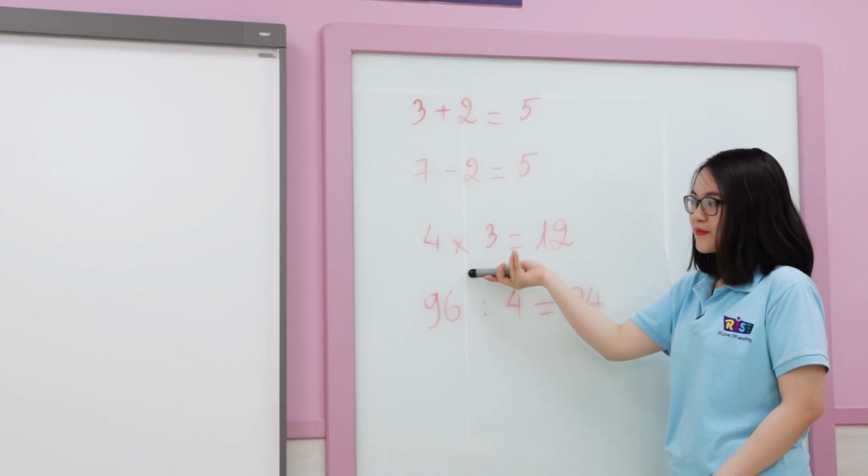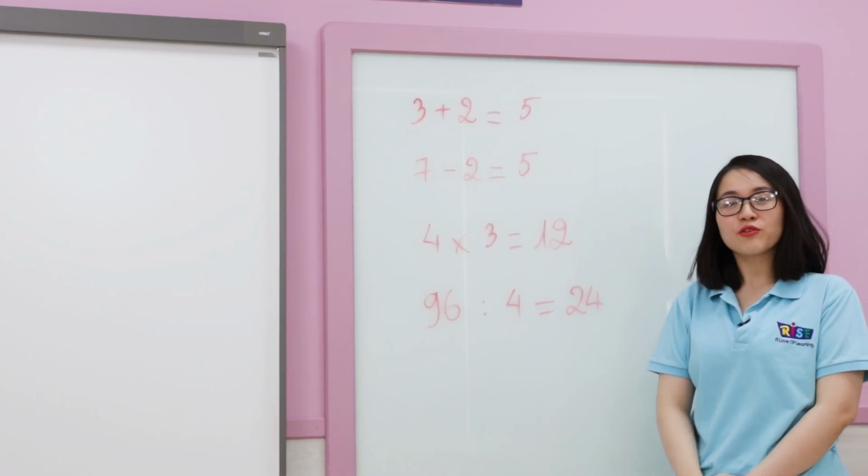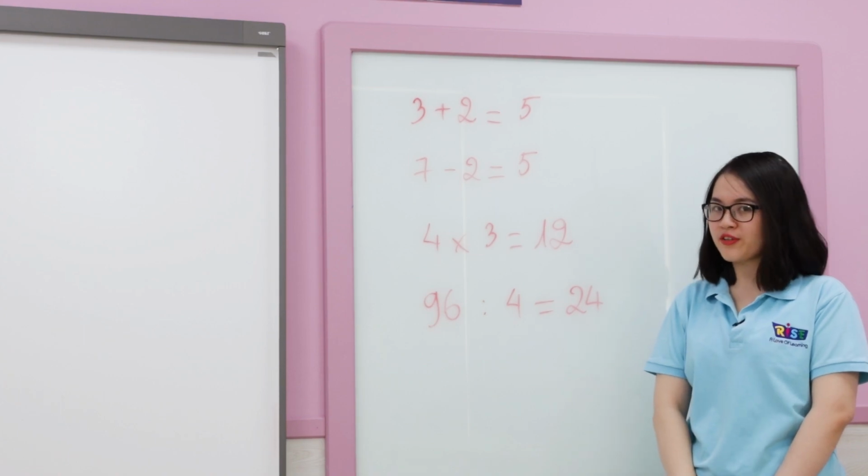4 groups of 3 is 4 times 3. 4 multiplied by 3 is 12. And the product of 4 and 3 is 12. 96 divided by 4 is 24. And 24 is the quotient of this number sentence. Excellent, Bunny. Now you remember all of the 4 operations.